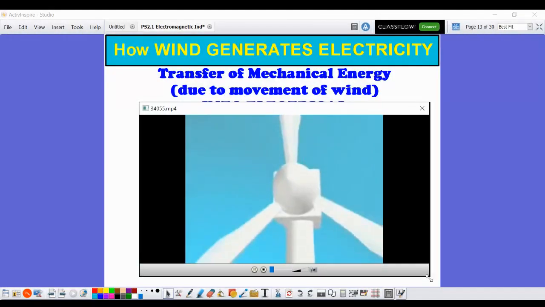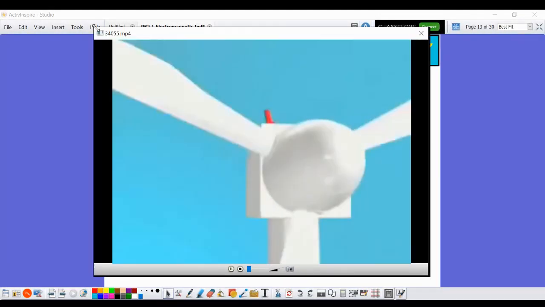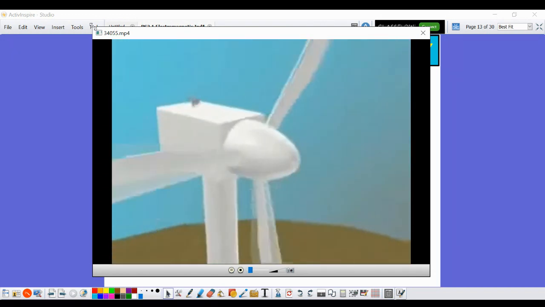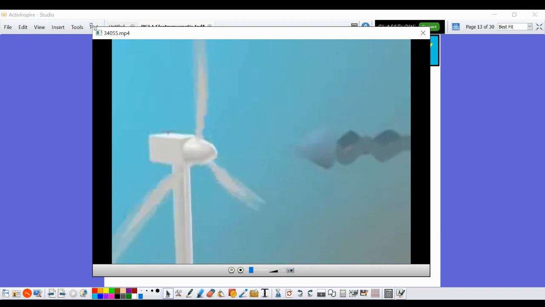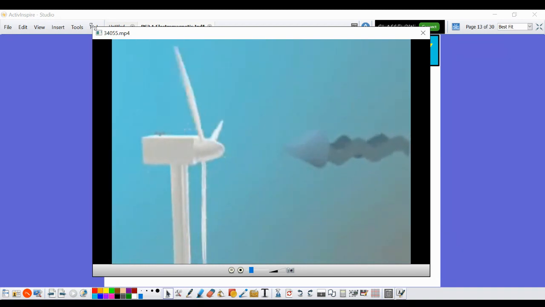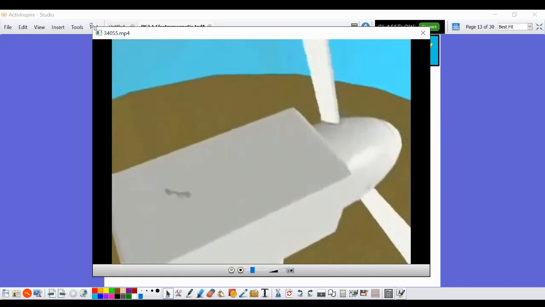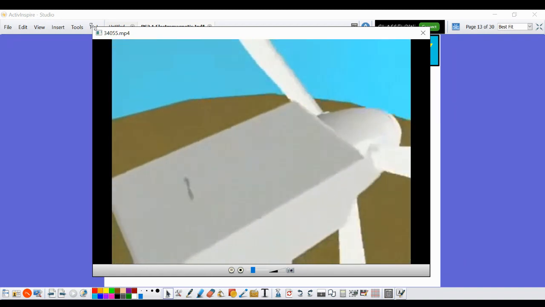Attached to the nacelle are three propeller-like blades that connect to a rotor. Also on the nacelle is an anemometer to measure wind speed and direction. The wind direction rotates the nacelle to face into the wind. The energy in the wind, called kinetic energy, turns the turbine blades around the rotor, creating mechanical energy.